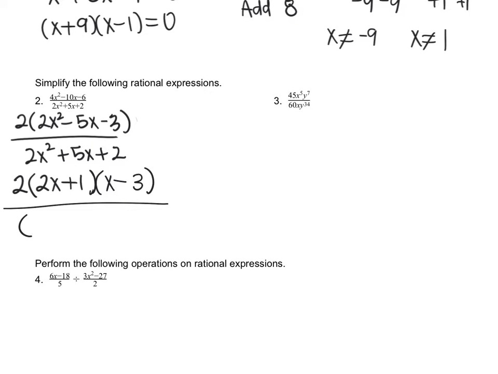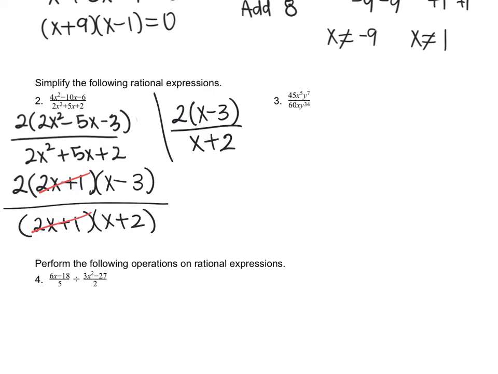And the denominator factors as 2x plus 1, x plus 2. Now we want to cancel anything that is identical in the numerator and the denominator. Both of them contain a 2x plus 1. There's no numbers to simplify, so our final simplified answer is 2 parentheses x minus 3 over x plus 2. We always leave our answer completely in factored form. We're never going to distribute back into any parentheses.